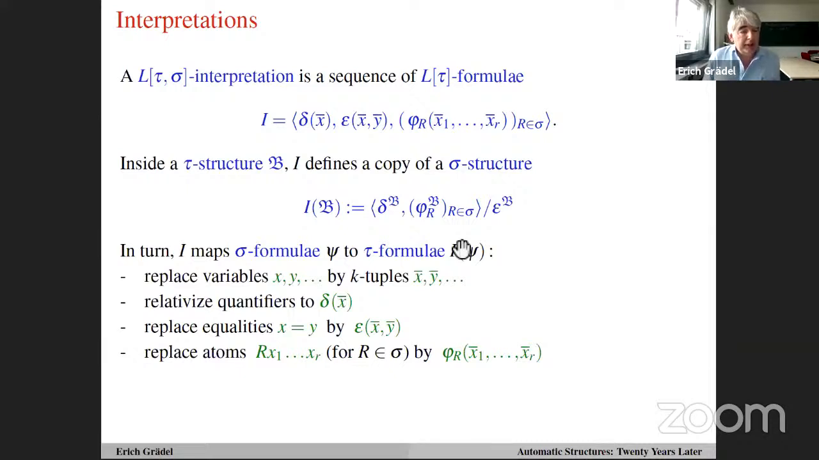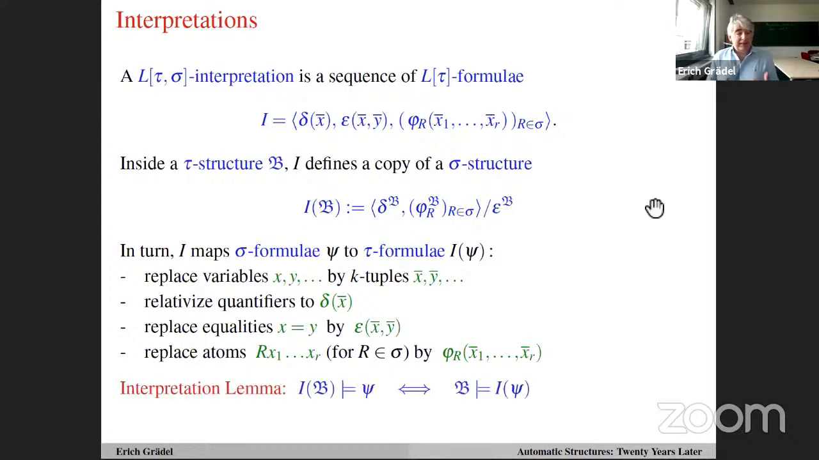In turn, the interpretation maps formulas of the sigma vocabulary into formulas of the tau vocabulary, in the obvious way. Just replace single variables by the k-tuples of variables that are used in the formula, relativize all quantifiers to the domain formula delta(x), replace all equalities by the equality formula, and replace all atomic formulas R(x) by the formulas phi_R defining these relations. And the interpretation lemma tells us that this is well defined, in the sense that the original formula holds in the interpreted structure if and only if the interpreted formula holds in the original structure.